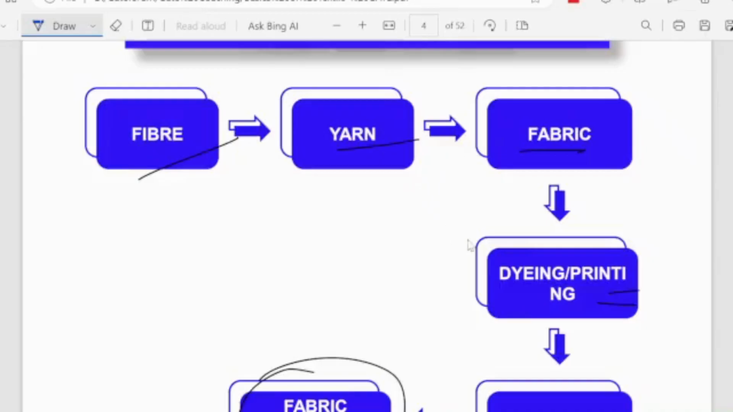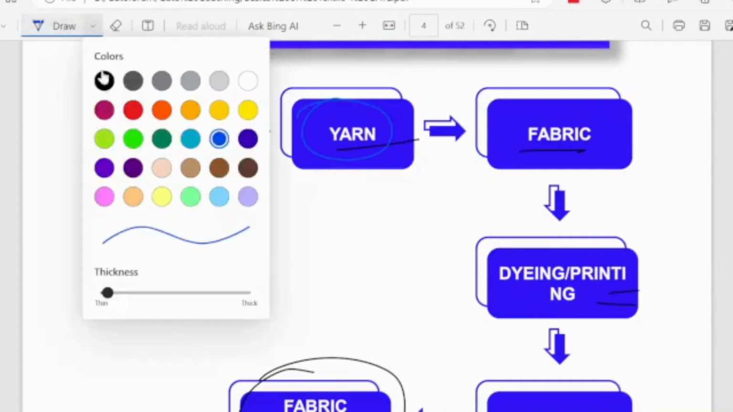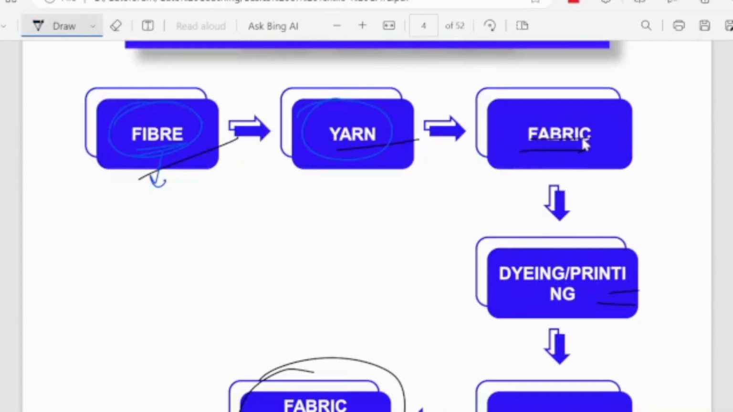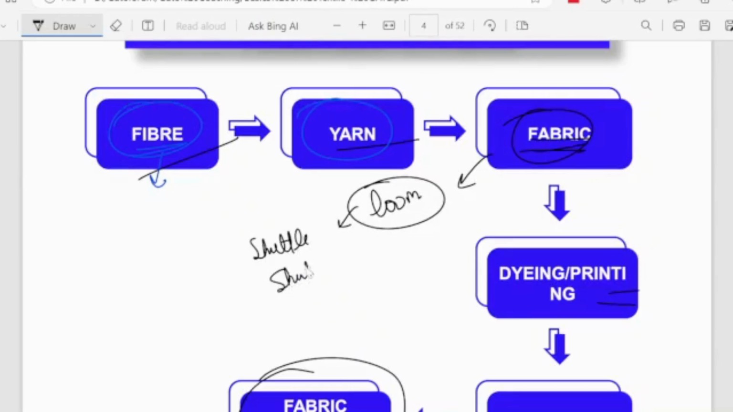Now we have seen different types of fibers. Now what is the process? It is converted from fiber into yarn, and looking forward, this yarn is converted into fabric. Then this fabric is manufactured on the loom. Loom means either the shuttle loom or the shuttleless loom.